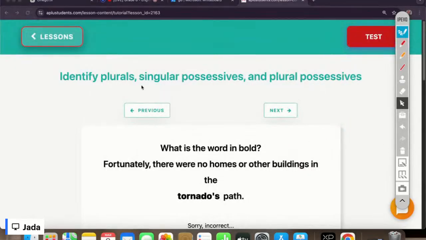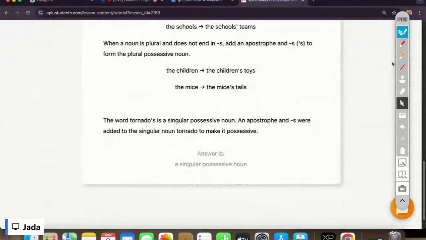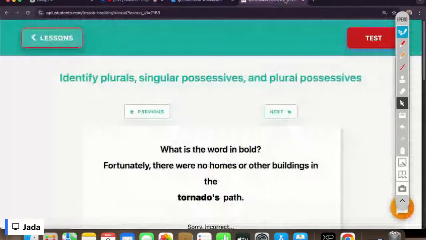Okay, so what is the word in bold? Fortunately, there were no homes or other buildings in the tornado's path. So tornado's path, we have what? Singular possessive, because it's tornado, it's singular. Then we have apostrophe and s.